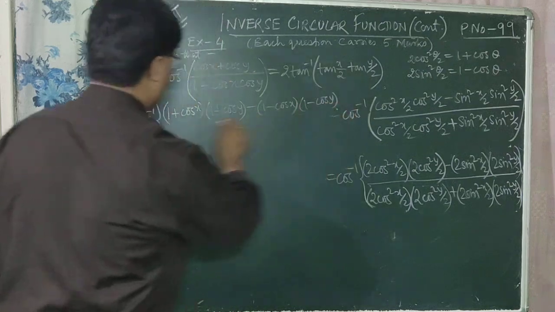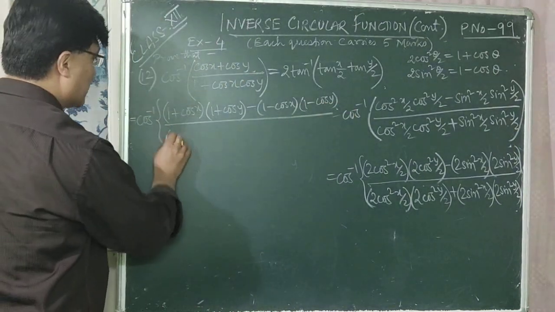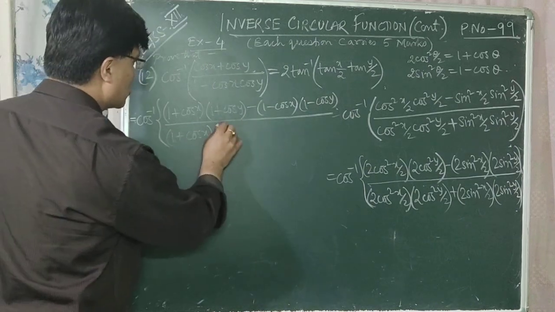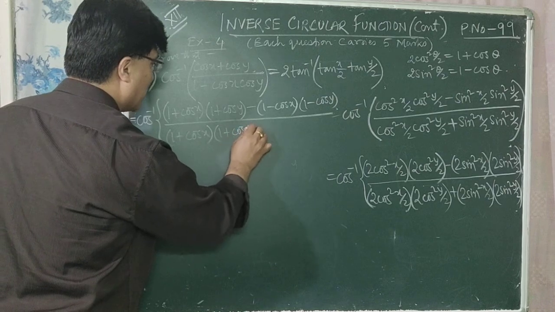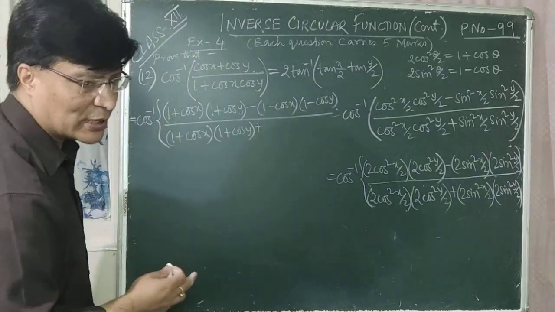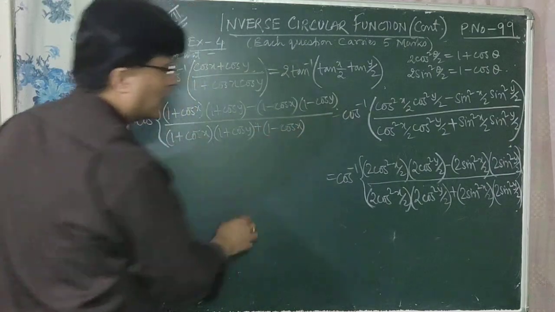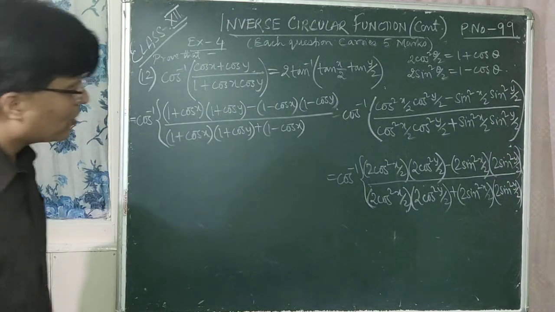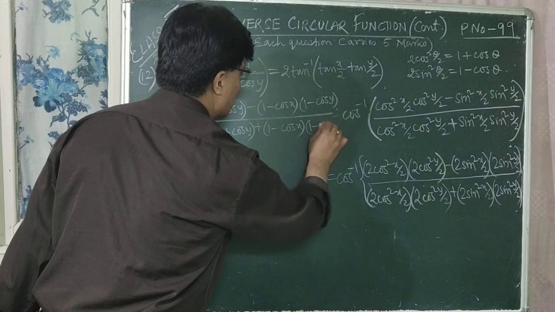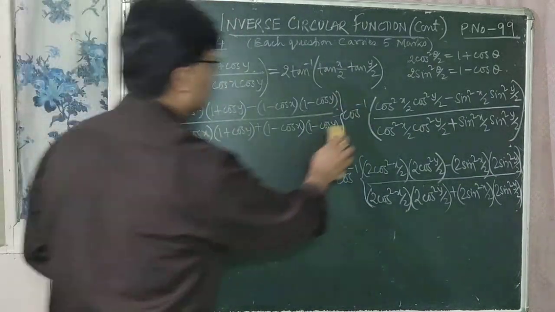It is 1 minus cos y whole divided by, in the denominator, what is 2 cos square x by 2? 1 plus cos x. What is 2 cos square y by 2? 1 plus cos y, right? Plus, then what about 2 sine square x by 2? 1 minus cos x. And what is 2 sine square y by 2? So it is 1 minus cos y. Is that clear now?